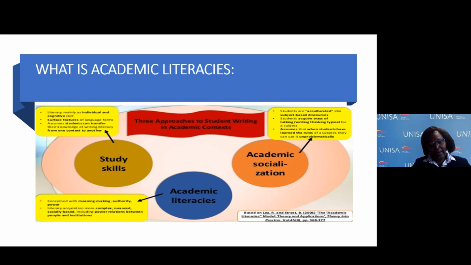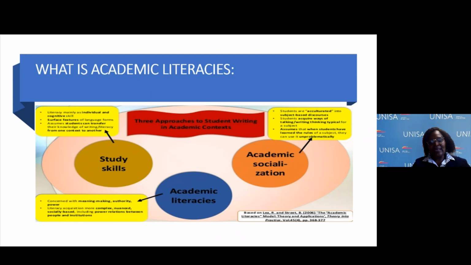And then the second one will be academic socialization. So what do we mean by academic socialization? Academic socialization is where you will be able to understand the rules of the subject or the field that you are studying in. You will be studying in different fields, and each and every field has got its own rules, its own jargon or the language that is used there.